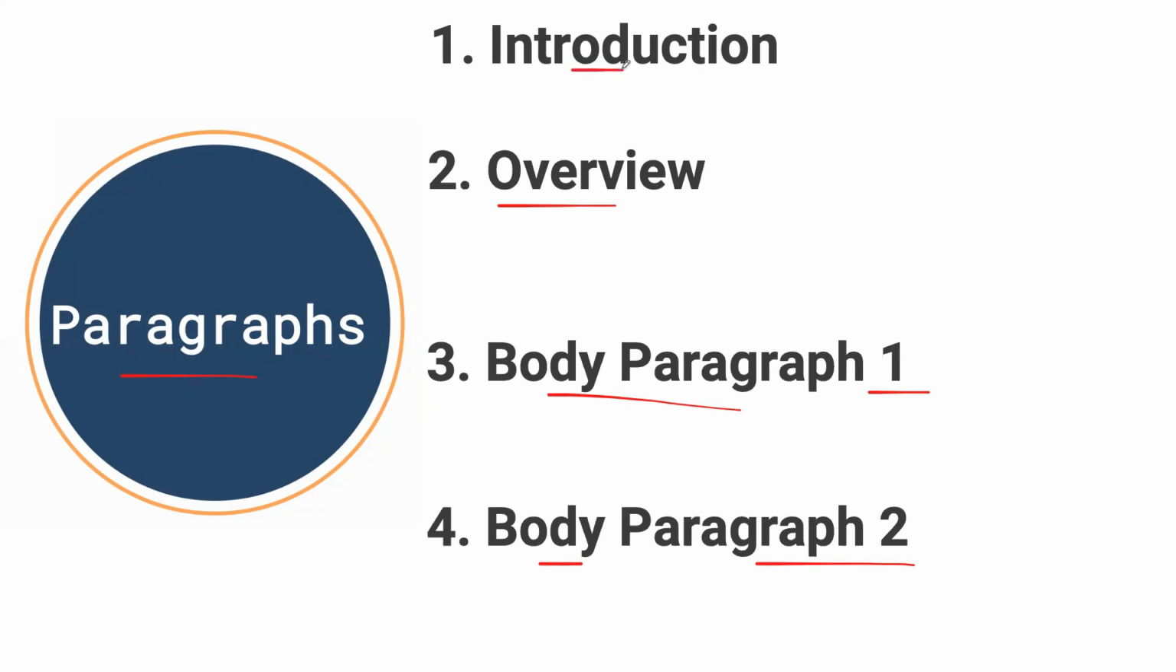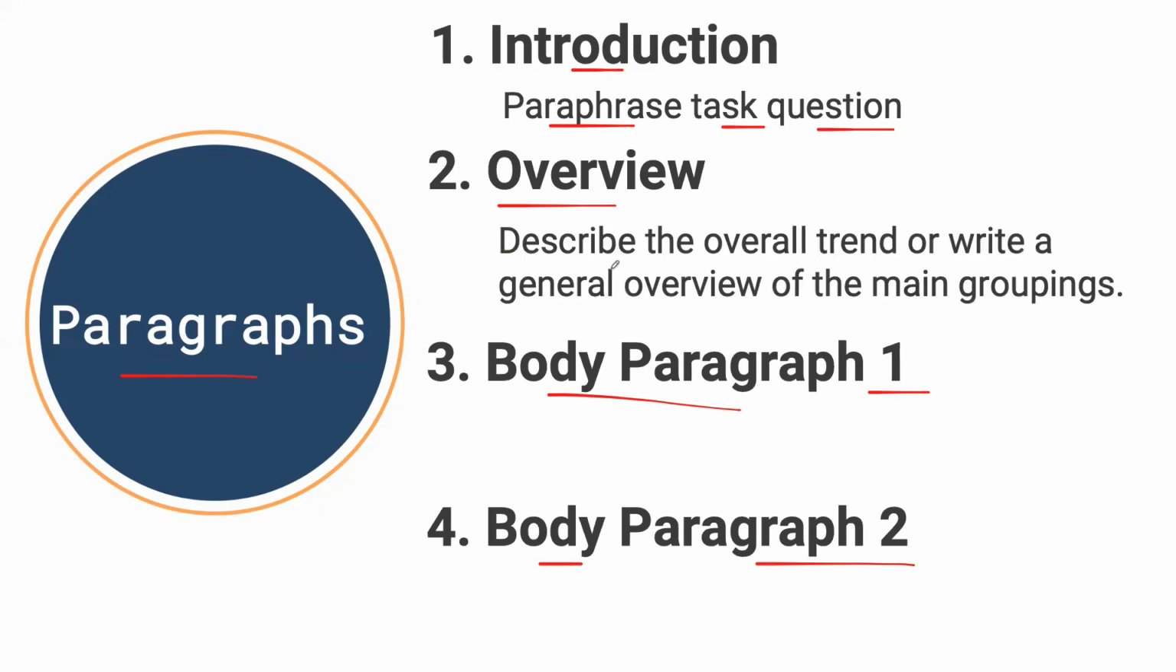And of course, for the introduction, you want to keep it simple. You should be paraphrasing your task question. So what does it mean to paraphrase? Basically, you're going to restate the task question in a different way using your own words. And then your second section will be the overview. This is going to describe the overall trend, or you're going to write a general overview of the main groupings. So you have an option here. The important part is that you are understanding the overall trends and not looking at your specific groupings, which we've done in step 1. So we're going to do this when we go back to our essay.